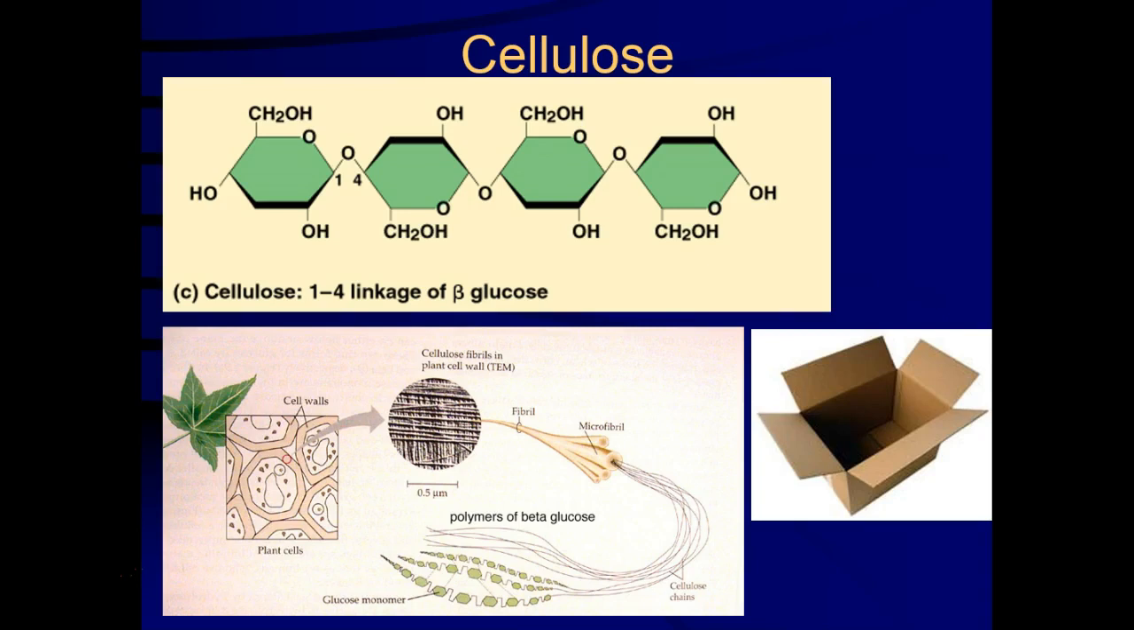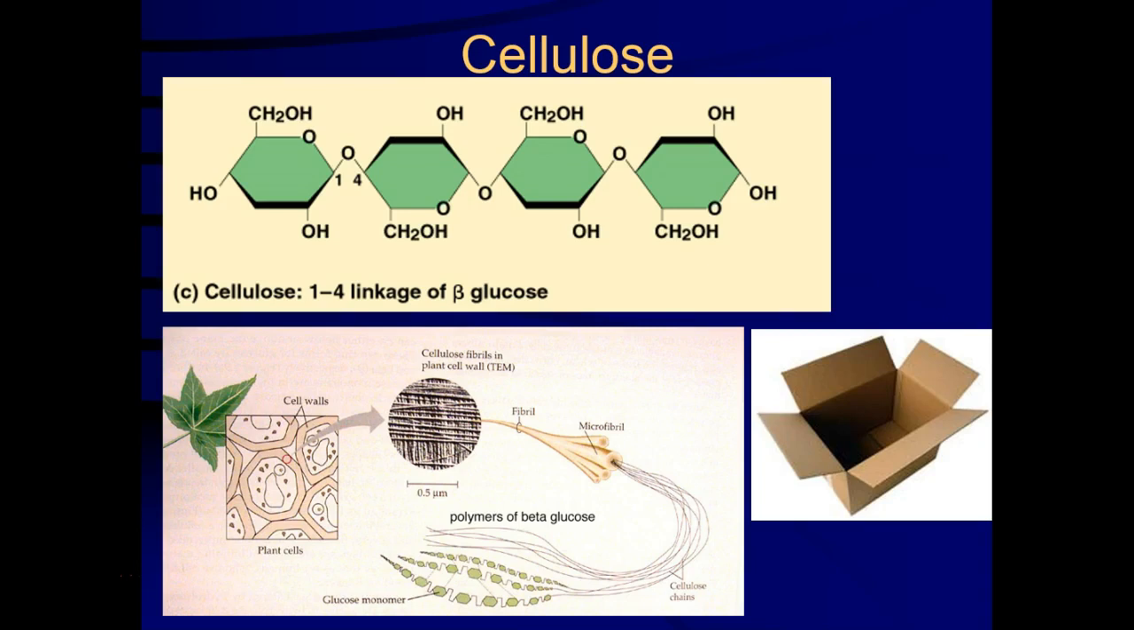Now, let's take a look at the molecule. You'll notice that the molecule is a little weird. It has a type of bond. It's a 1-to-4 glycosidic linkage. That's fairly straightforward. But since this is beta-glucose, the name of the bond is going to be beta 1-to-4 glycosidic linkage. Beta 1-to-4.